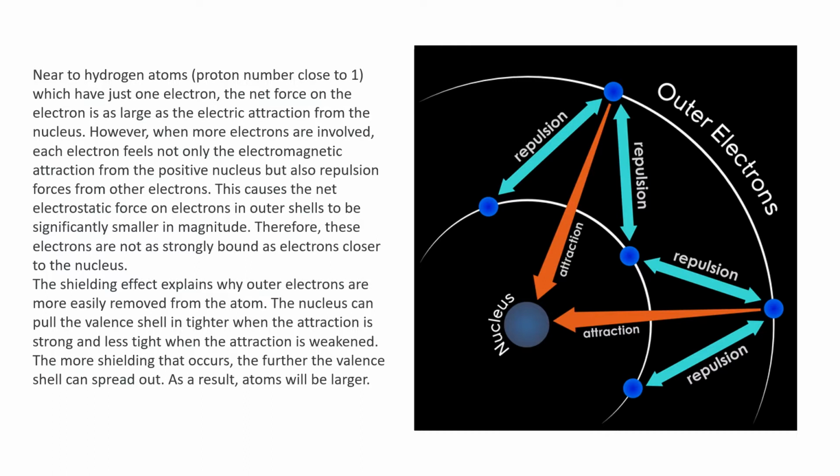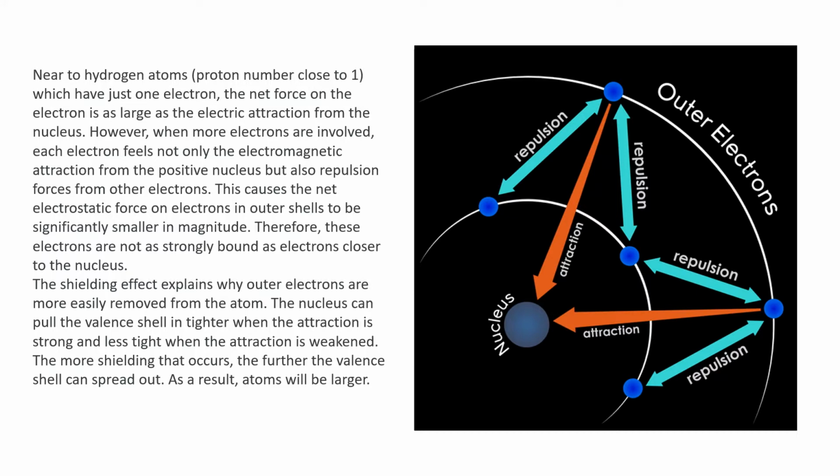However, as you go down the periodic table, when there are more electrons involved, each electron also feels the repulsion of other electrons and the attraction of the nucleus. So if you look at the diagram, you've got attraction between the nucleus and the electrons, but also repulsion between other electrons. This causes the net electrostatic force on electrons in outer shells to be significantly small in magnitude. Therefore, these electrons are not as strongly bound as electrons closer to the nucleus. This is called the shielding effect.